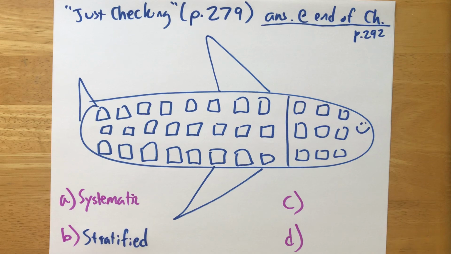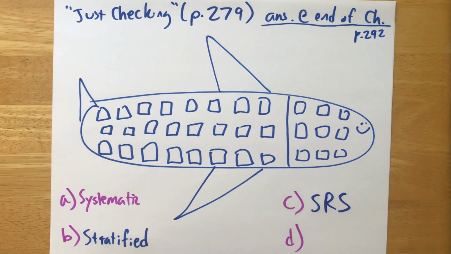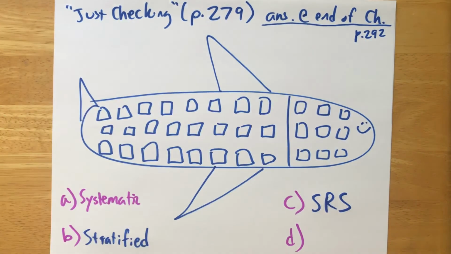Okay, class. I hope you guys can read my handwriting. C, randomly generate 30 seat numbers and survey the passengers who sit there. Again, we're just going to randomly generate the seat numbers and we're just going to ask those 30 people. So that would be a simple random sample. We can use a random number generator to do that.